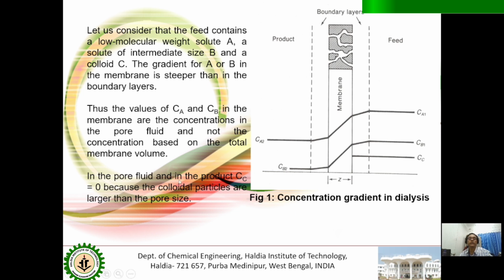In the pore fluid and the product, the concentration of that species is actually zero. You can see on the left hand side, the product side, there is no concentration of C, that is the colloidal particle. The main purpose of the membrane separation is to separate the colloid particle. So it has been done.